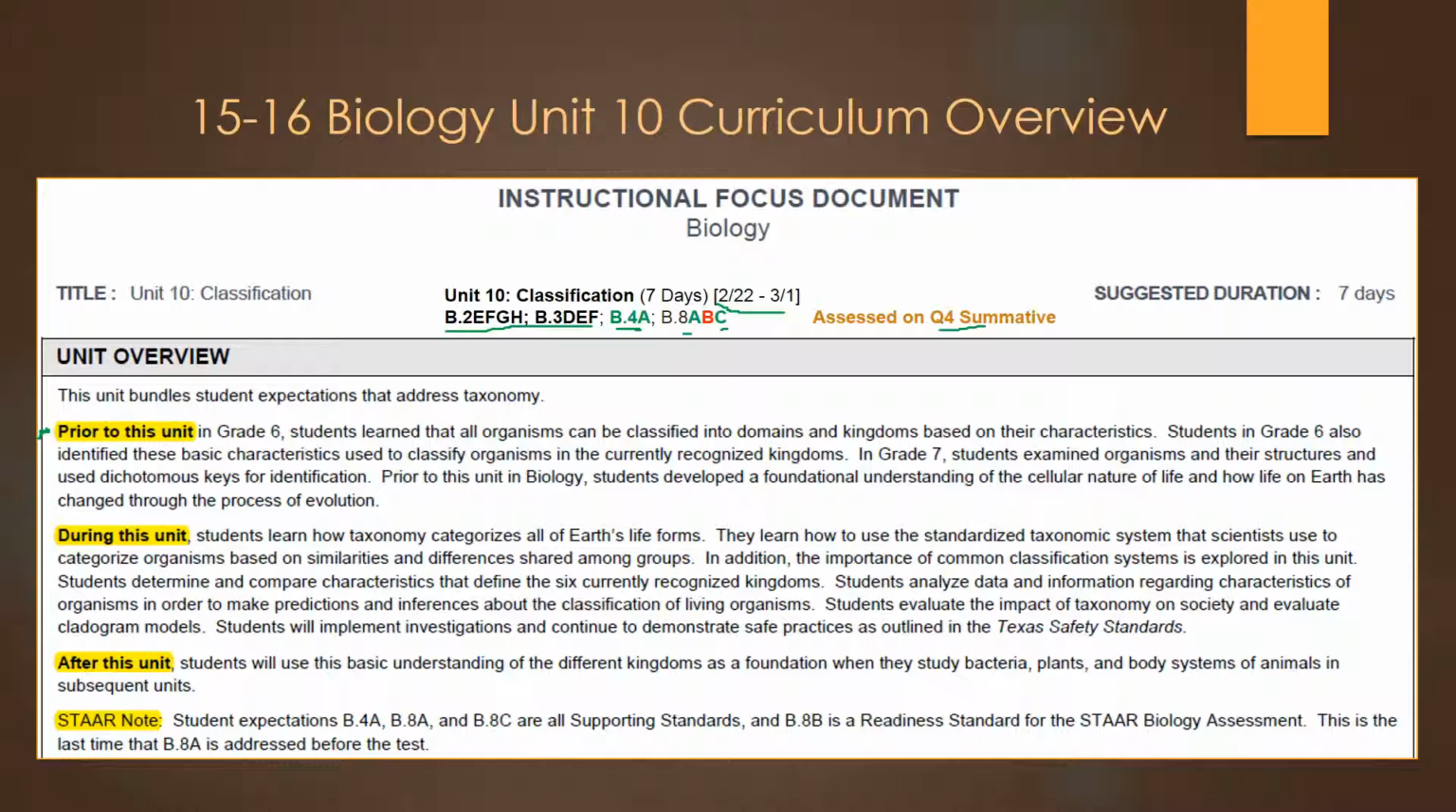And after this unit, the students will use this basic understanding of the information about the kingdoms and the foundation that they have in order to better understand bacteria, plants, and the body systems of animals in the units to follow.